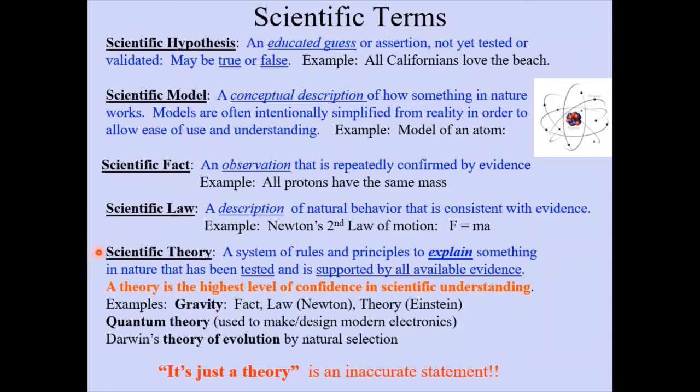A scientific theory is different. A scientific theory is a system of rules and principles to explain something in nature that has been tested and is supported by all available evidence. So there's two key things here. What a theory is in science is not a guess. Remember, that's a hypothesis. A theory is an explanation of something. And furthermore, and this is important, a theory has been tested and is supported by all available physical evidence. So a theory then is the highest level of confidence that we can possibly have in scientific understanding.